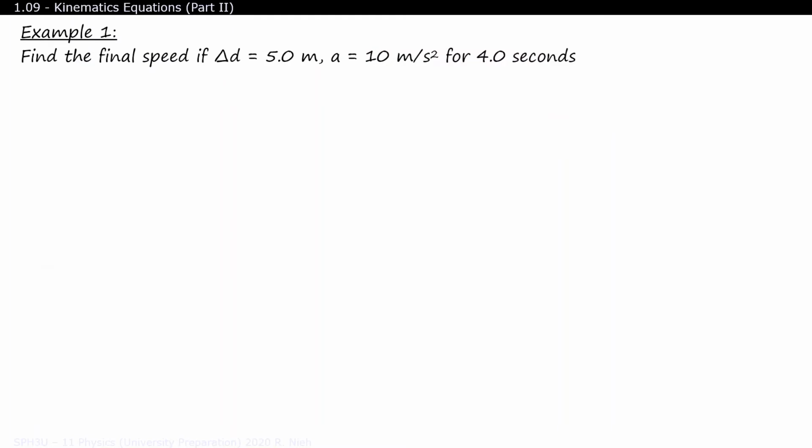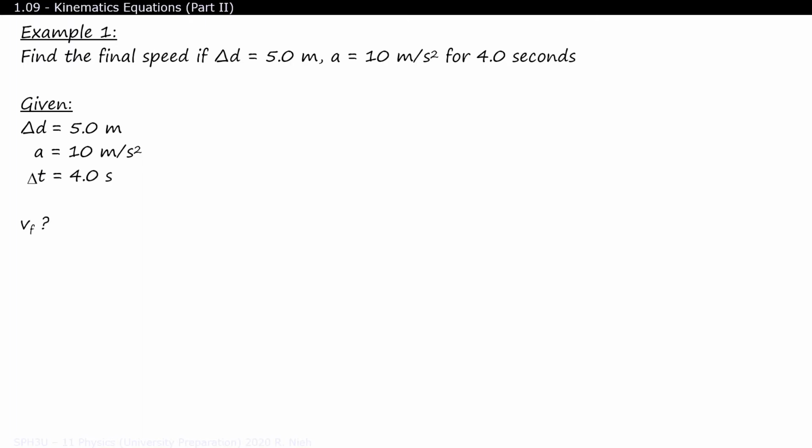Here's the first example of the day. Find the final speed if delta d equals 5 meters, a equals 10 meters per second squared for a duration of 4 seconds. How about you pause the video right now and see if you can get to the right answer. Did you get to the answer 21 meters per second? If you did, good job! Let's take up this problem anyways.